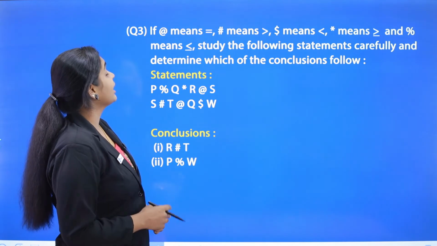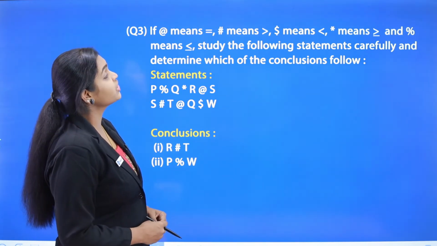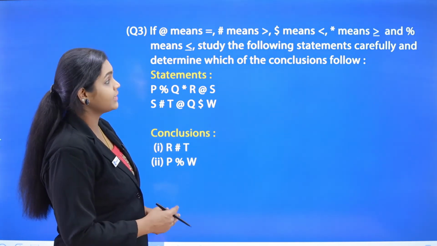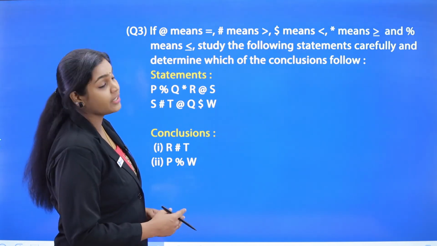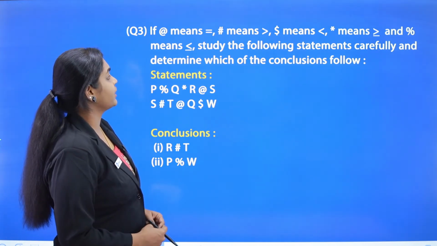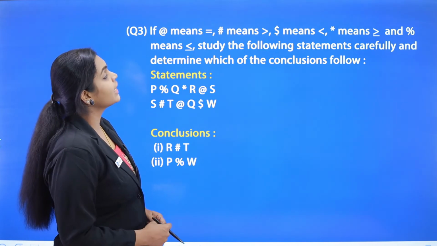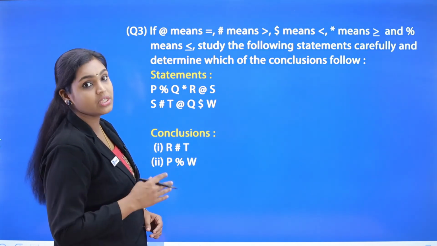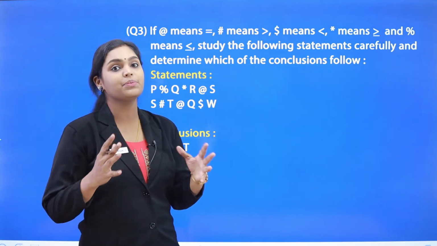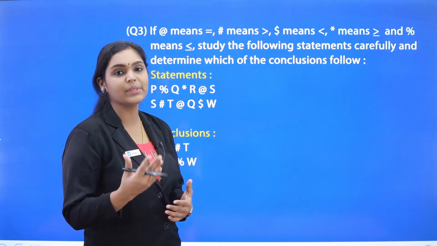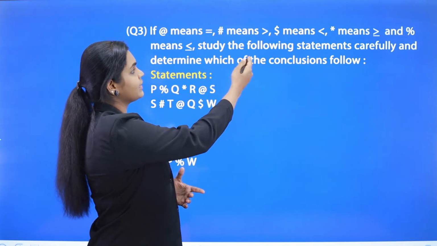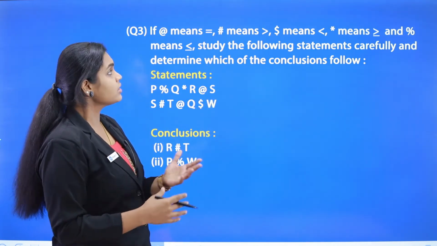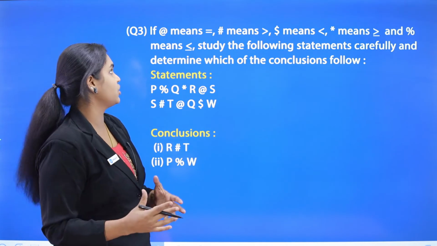Question number 3. If at means equal, hash means greater, dollar means less, star means greater than or equal to, and percentage means less than or equal to. Study the following statements carefully and determine which of the conclusions follow. So here a kind of substitution is given, like certain symbols are given for each of the symbols, like greater than, lesser than, all. So first of all we have to write down that substitutions.